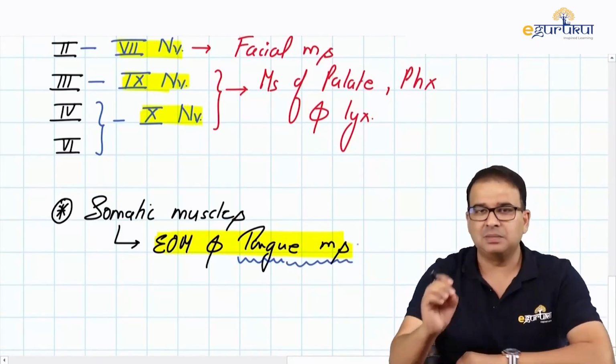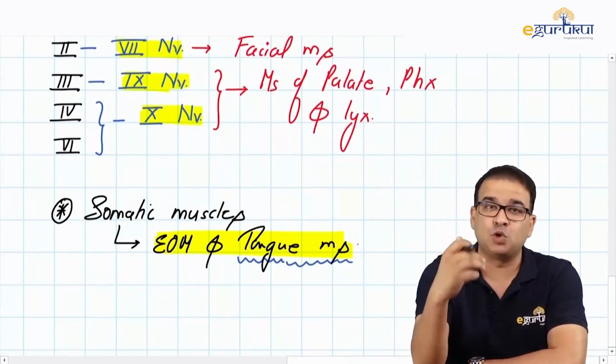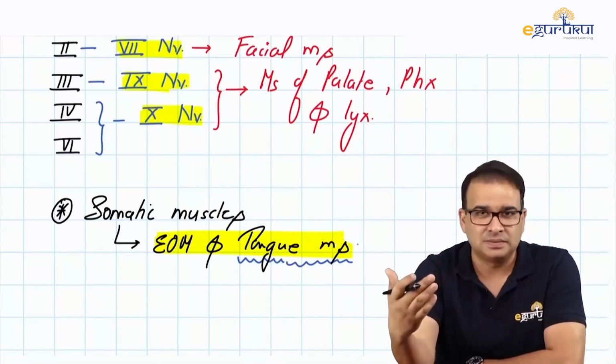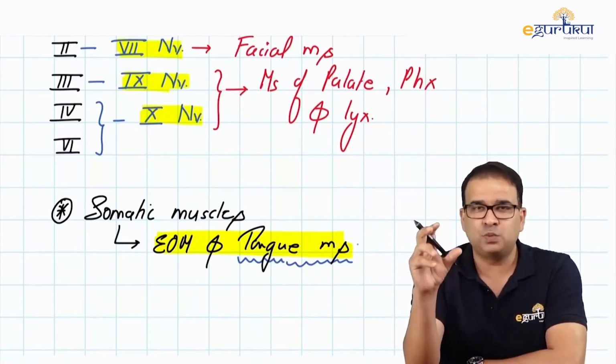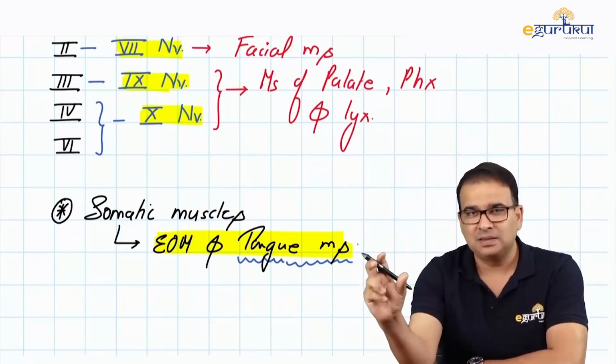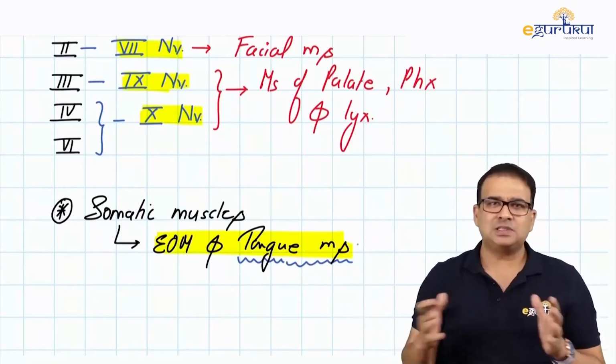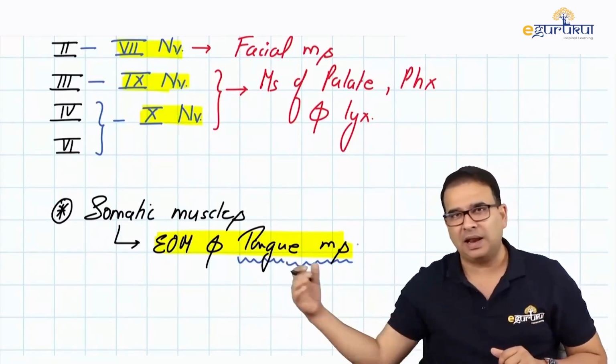The tongue muscles, you can say they are directly derived from somites. Extraocular muscles are actually derived from somatomeres. So if the question says which muscles are derived from somites directly, go with the tongue muscle. But yes, broadly I can say that somatic muscle in head and neck are extraocular and tongue muscle.